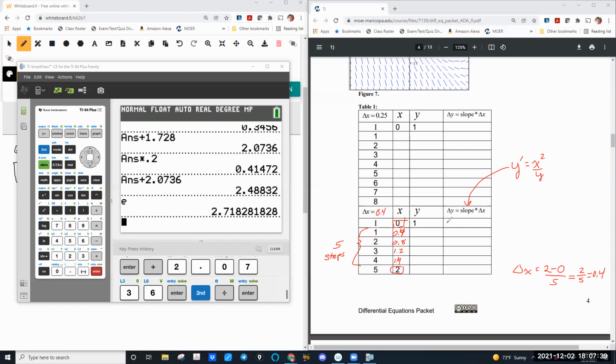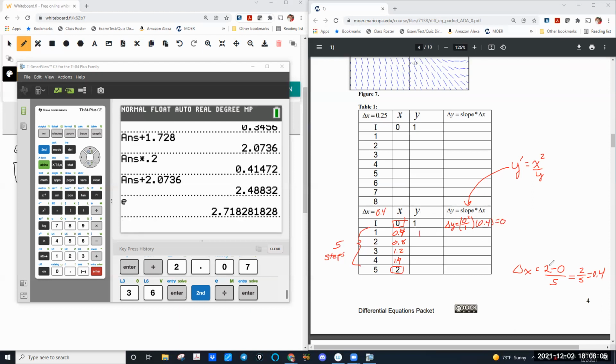Okay, so then our y starts at 1, and we have to calculate our delta y. Well, we take these numbers. So 0 squared over 1, that's our slope. All I did was take these two numbers, plug them in here, and then that gets multiplied by our delta x. Now this is kind of a boring one. This came out to be 0, and 1 plus 0 is 1.